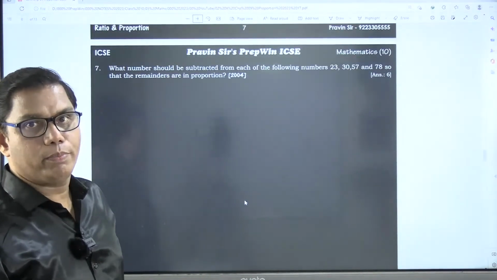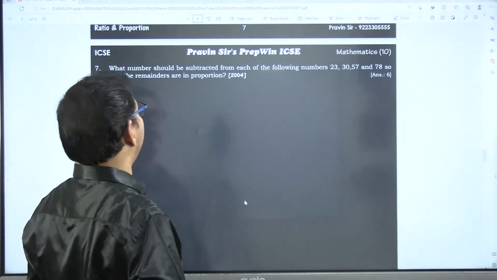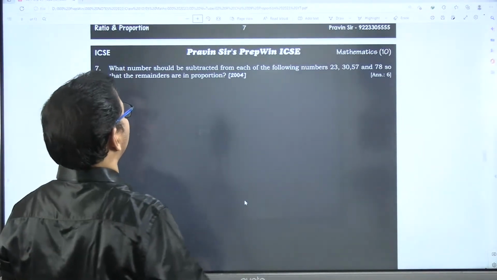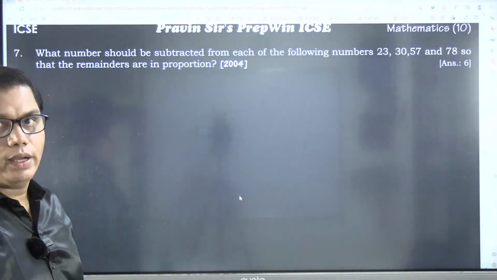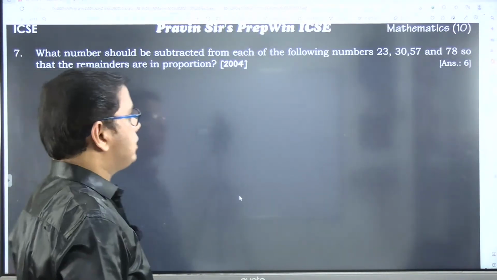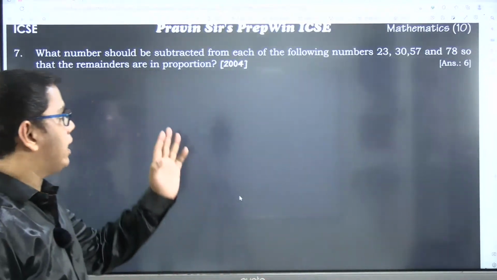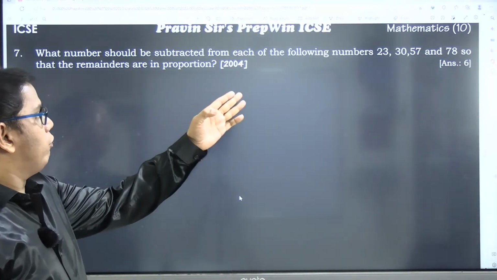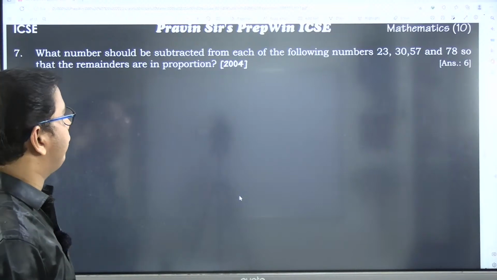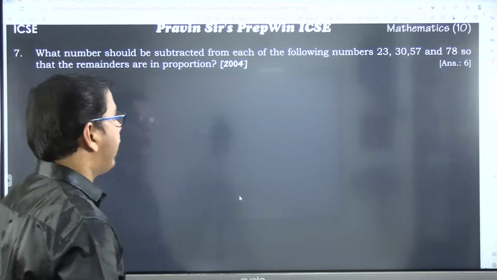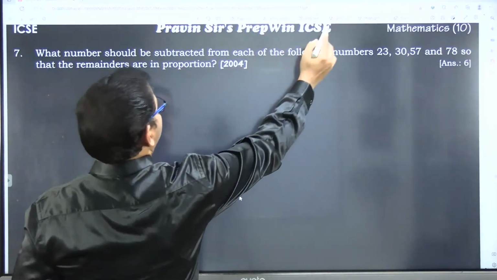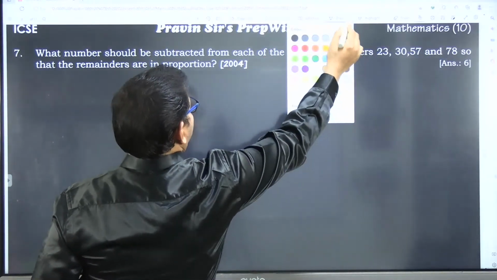Now these word problems. In ratio we also saw word problems, here also we are going to see word problems. See carefully. Look here. Question says: what number should be subtracted from each of the following numbers 23, 30, 57 and 78 so that remainders are in proportion? We will check. What do we have to check?